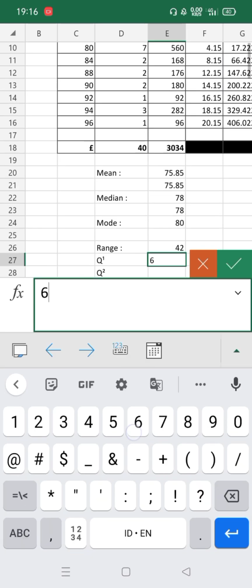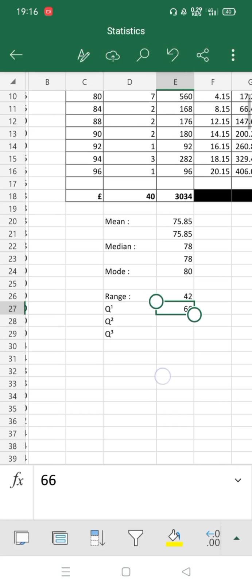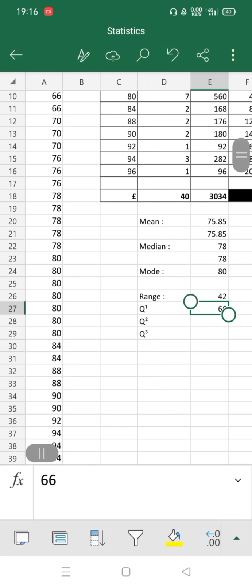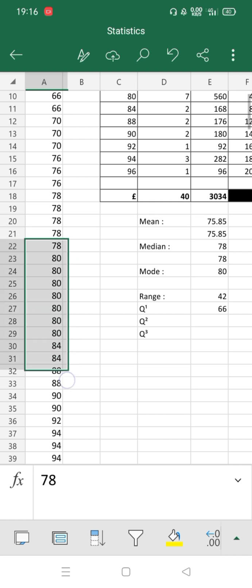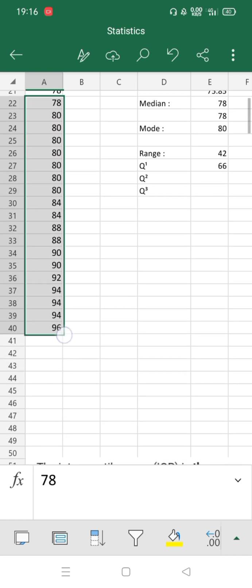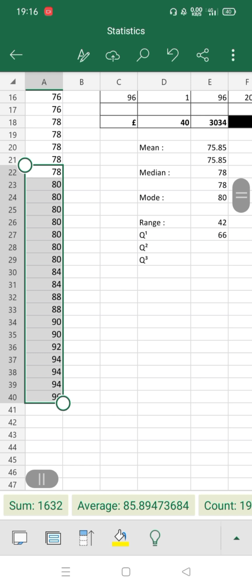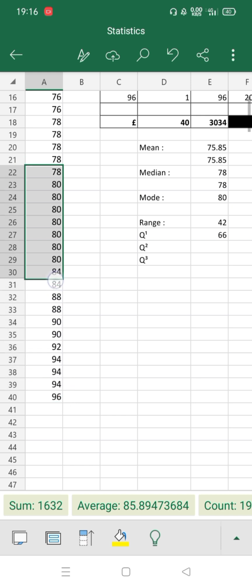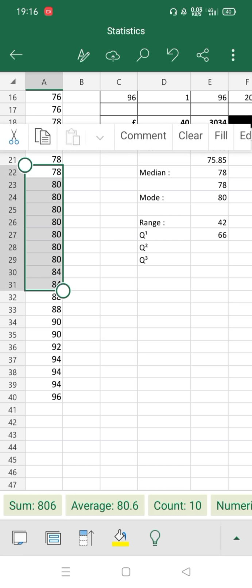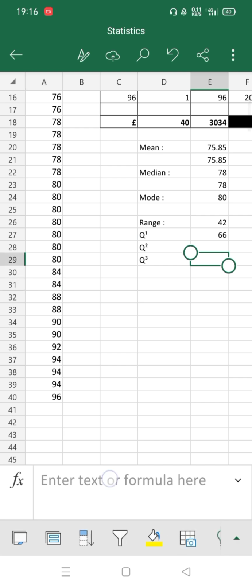That was the most manual way to look for the quartile. And next we look for the third quartile. Just like just now, you only need to look for the 10th, and this is the 10th, and we got 84.